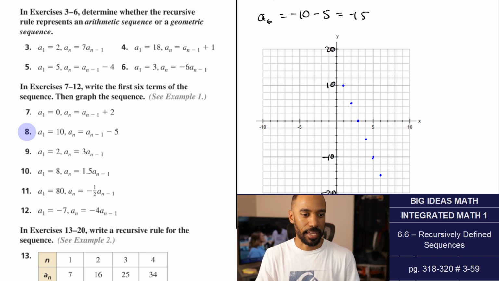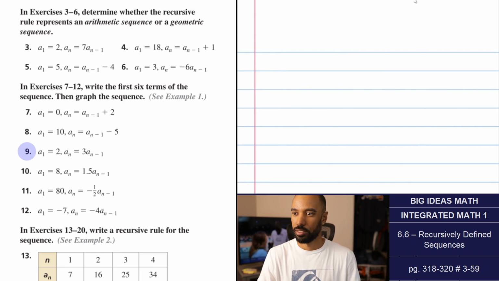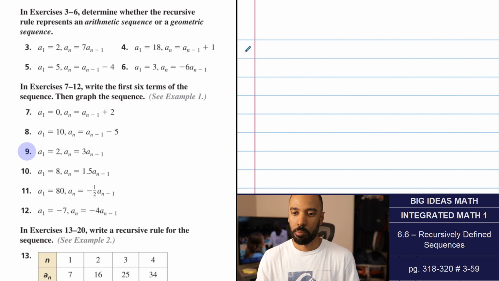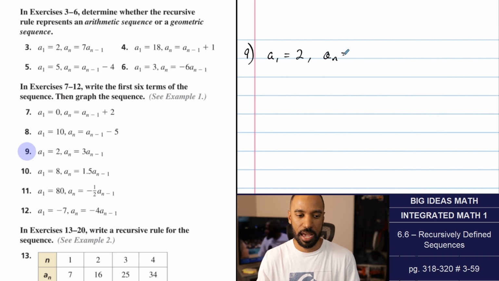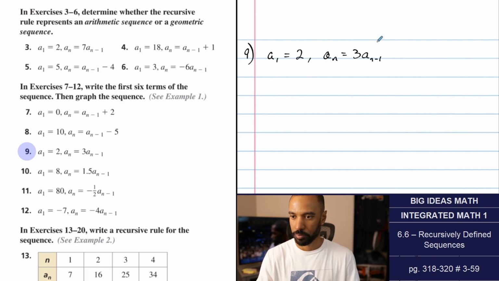Okay, number 9 is a geometric sequence. We can tell based off of that common ratio, multiplying by 3 each time to get from one term to the next. Now we're starting on 2 as our first term. So I'll slow this one down as well. I'll go on that longer version of what we had.